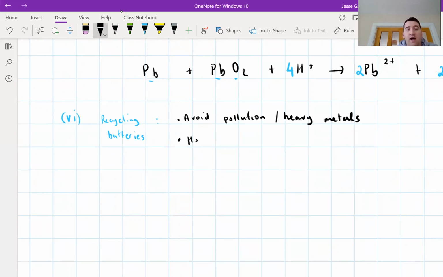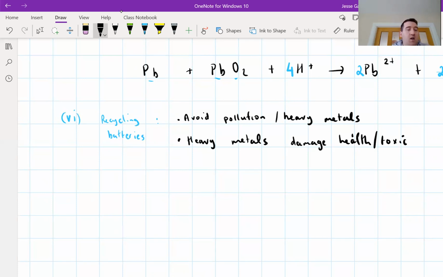Heavy metals damage health. Metals like lead, especially heavy metals, damage health because they're toxic. Damage health, or you could say that they're toxic, especially lead. So you don't want them in your waterways. You don't want them in your food sources.